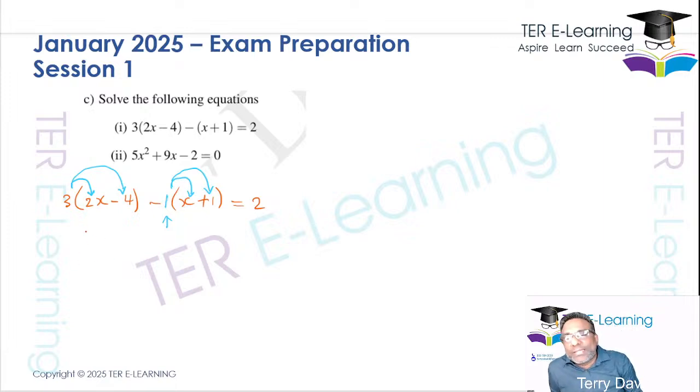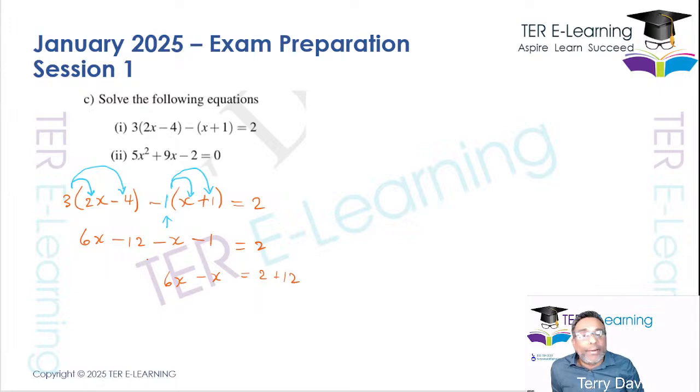So 3 by 2x is going to give you 6x. 3 by minus 4 gives you minus 12. Minus 1 by x gives you minus x. And minus 1 by plus 1 gives you negative 1. And that's equal to 2. So let's leave all the x's on one side and put all the numbers on the other side. So this is going to be 6x minus x is equal to 2. Let's put the minus 12 on the right side. That becomes plus 12. And then we have plus 1.